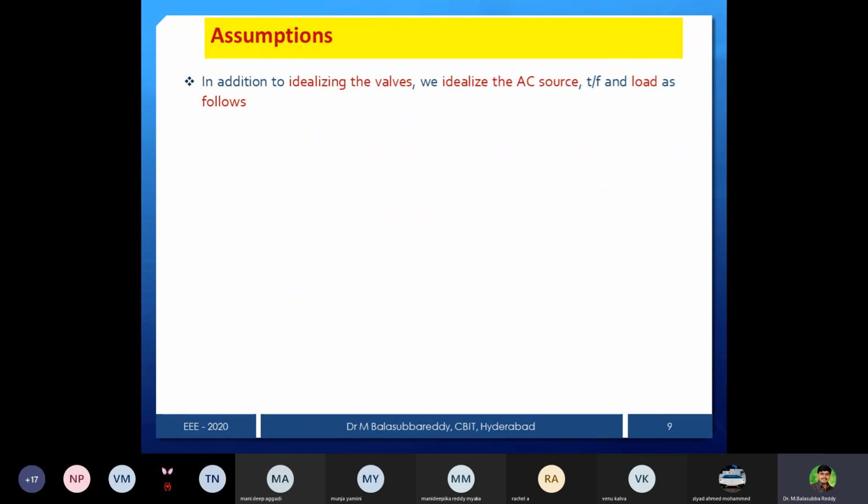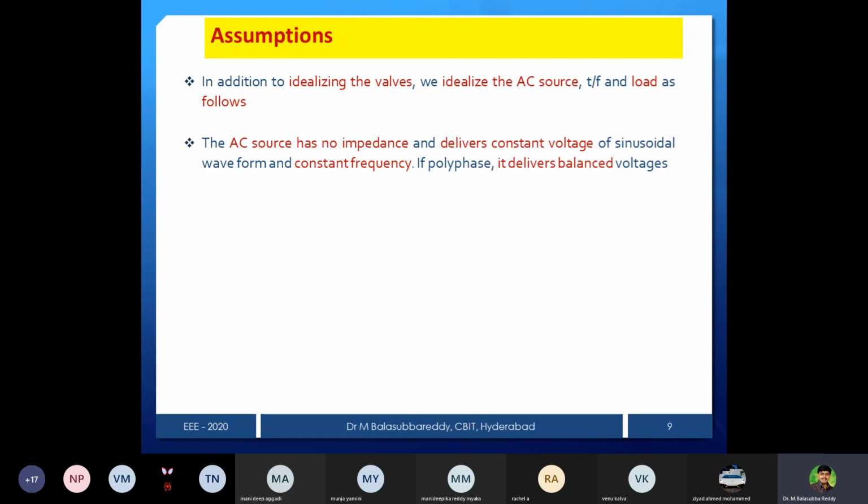And there are assumptions we also need to consider, which we have discussed many times. We need to idealize the valves. In addition to idealizing the valves, we idealize the AC source, the transformer and the loads as follows. That means to idealize the valves, we have to consider some assumptions for the AC source side, the transformer side and the load side. So these are the three things we need to consider.